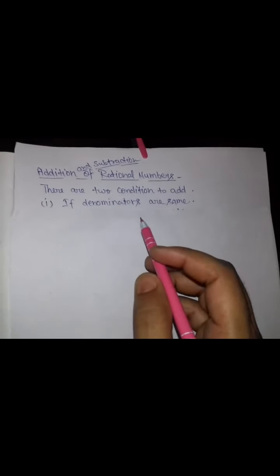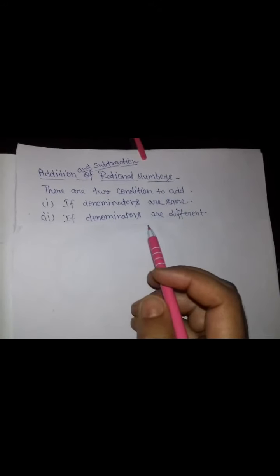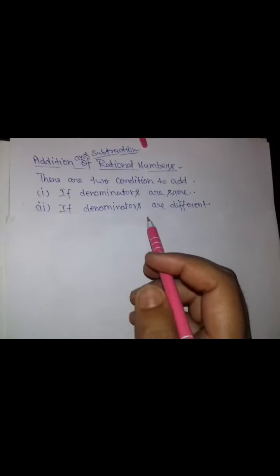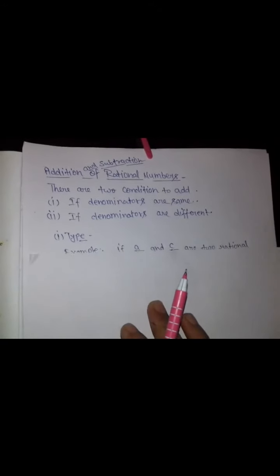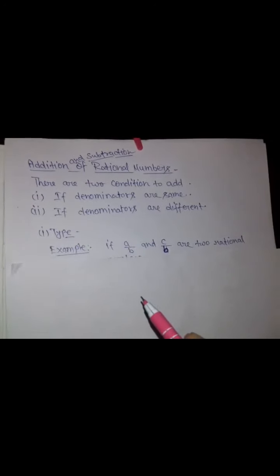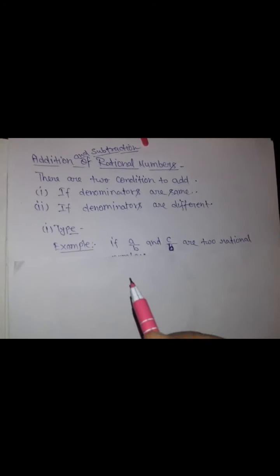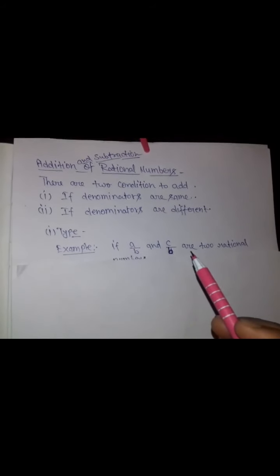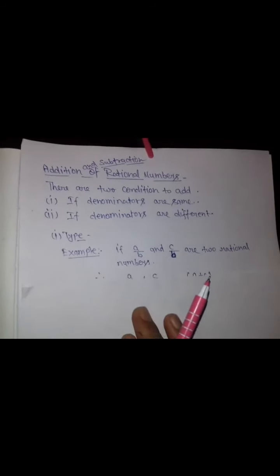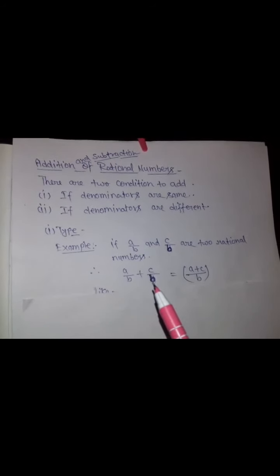There are two conditions to add rational numbers. First, if the denominators are the same, and second, if the denominators are different. Now, let's discuss the first type. To add or subtract, if a by b and c by b are two rational numbers such that the denominators are the same, and we want to add them, then we will find a by b plus c by b.